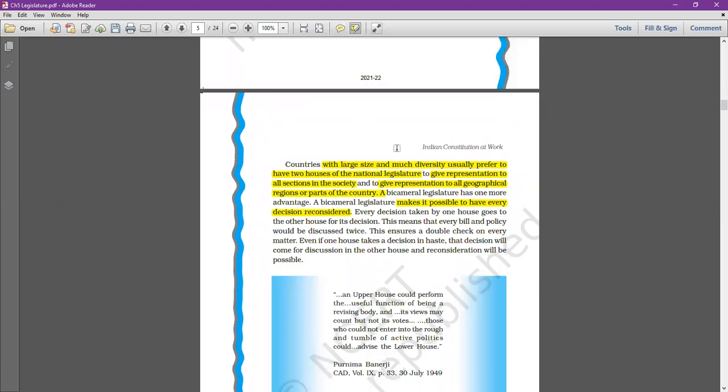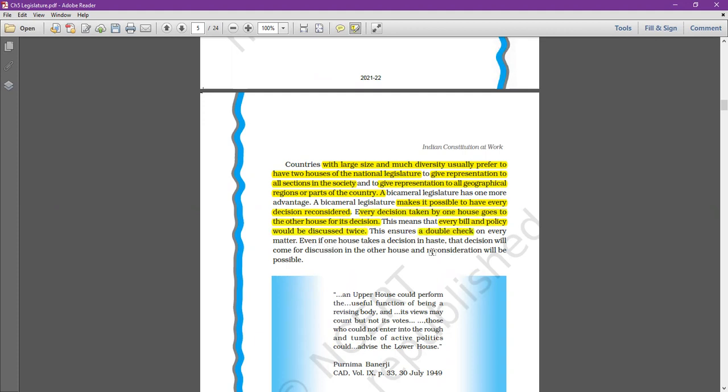दूसरा रीजन सिंपल है, that this bicameral legislature makes it possible to have every decision reconsidered. सो अगर एक डिसीजन दोबारा रिकंसिडर होगा तो अच्छी चीज बाहर निकलेगी। So every decision taken by one house goes to the other house for its decision. Simple. This means that every bill and policy would be discussed twice. This ensured a double check on every matter.